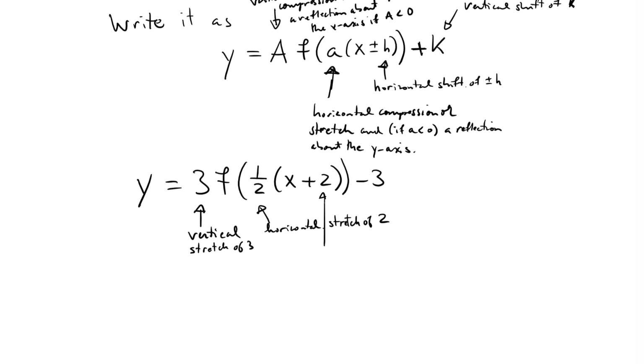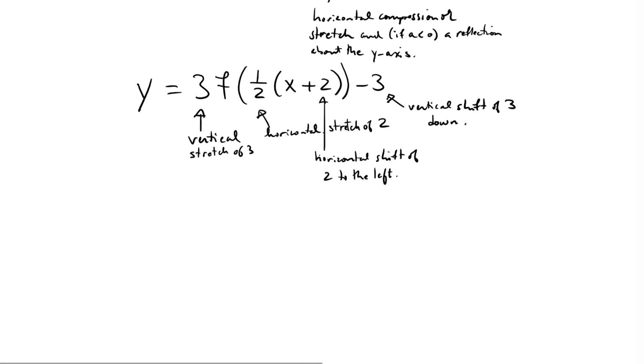This is going to be a horizontal shift of 2 to the left. It's to the left because it's plus 2. And minus 3 is a vertical shift of 3 down. And from this we can recover what the final graph is.